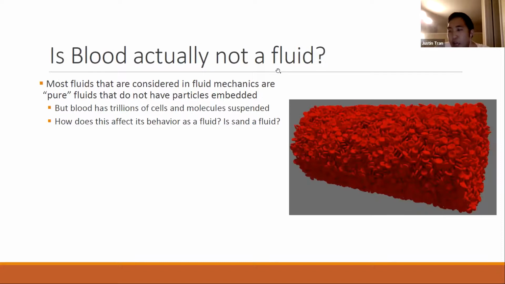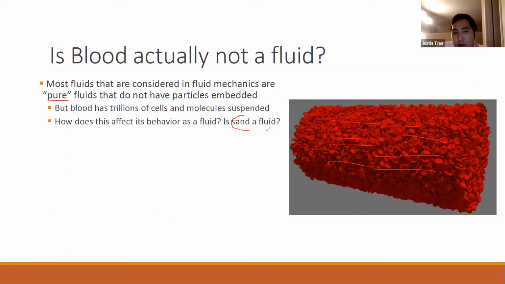Okay. And so now that we've talked about all the different constituents inside the blood, it's fair to ask, is blood actually a fluid? Blood actually looks something more like this, a suspension of all these different blood cells inside this plasma. So it's not really a pure fluid like we've seen before, maybe like water or oil or things like that. Knowing that blood is comprised of all these different blood cells, is it fair to say that blood is a fluid?